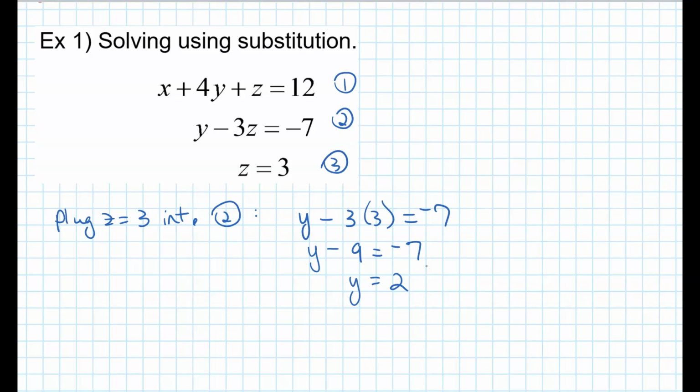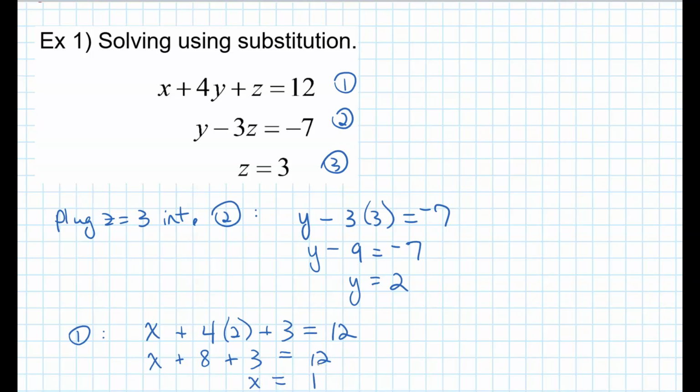So now we know what z is, we know what y is. The only thing left to find is x. And to find x, we have to go to the first equation. Using equation 1 now, we don't know x, plus y is 2, plus z is 3 equals 12. So x plus 8 plus 3 is equal to 12. What does x equal? 1.